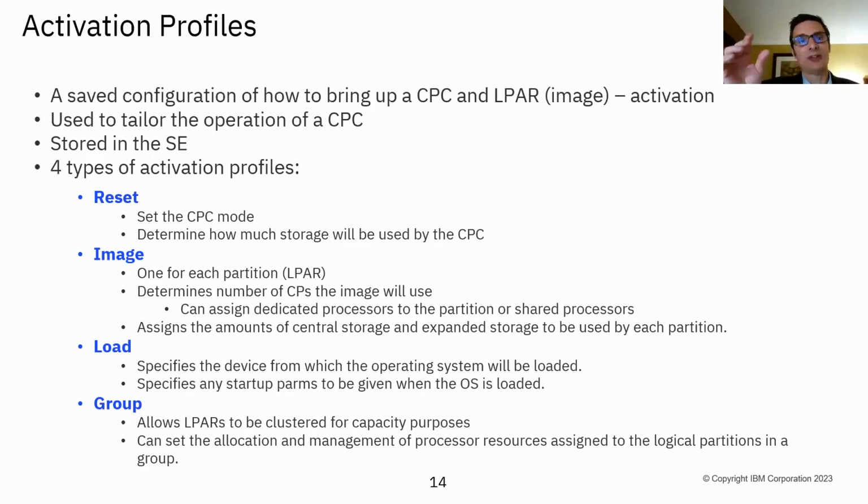There needs to be a way to bring up those LPARs, so I have a consistent way each time I need to reboot an LPAR. And again, I want to tailor the operation of the CPC. I store these activation profiles on my support element. There are four types, and I won't go into a lot of detail because the purpose of this presentation is not so much about hardware, but about understanding the types of things you can control using BCPii. I will just mention that there are reset, image, load, and group activation profiles.